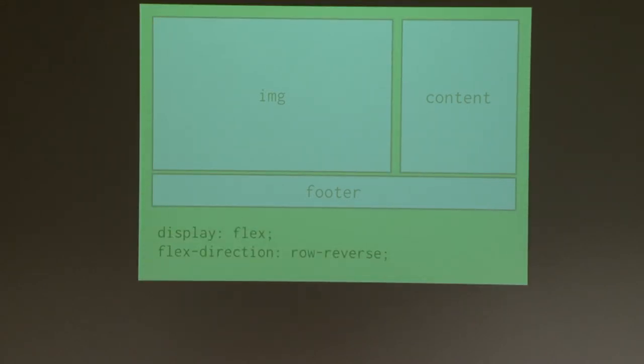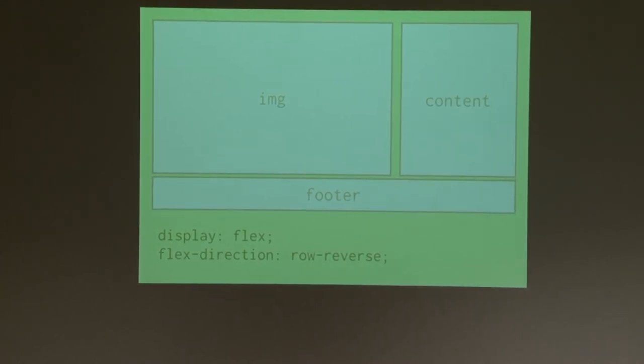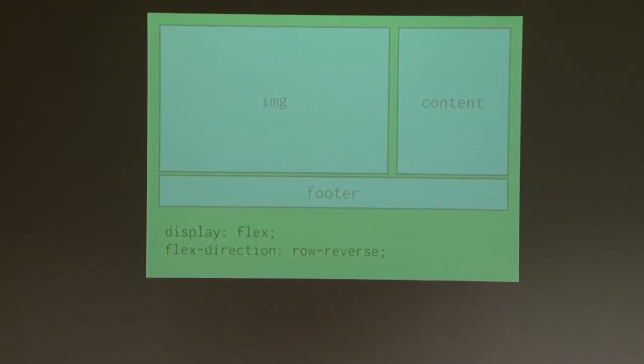The entire design pattern, this entire module, is set to display flex, and then they're using flex direction row reverse, whereas before we used column reverse on the toast. So instead of changing the display of elements around the horizontal axis, they're changing it according to the vertical axis without changing the underlying document structure.